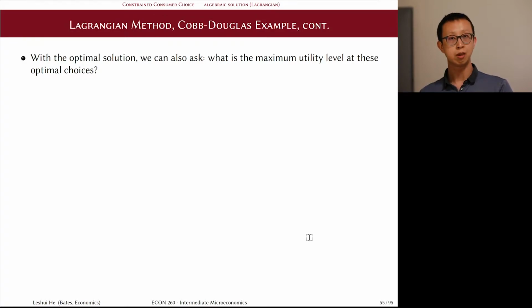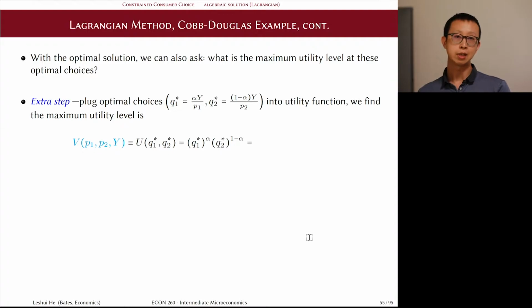In such a decision environment, what is the best possible utility level they can get? Well, finding the answer to this question is relatively easy now, because we already figured out that consuming Q1 star and Q2 star are the utility maximizing choices given these prices P1, P2, and a budget level of Y. So what we need to do is just plug these quantities into the utility function and find the corresponding utility level given these exogenous variables.